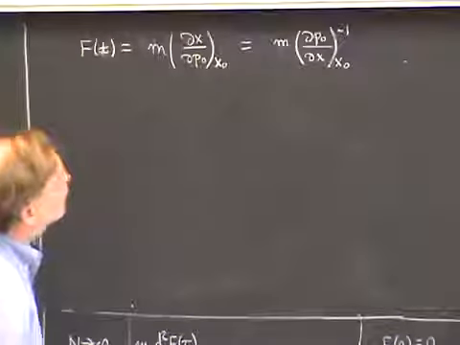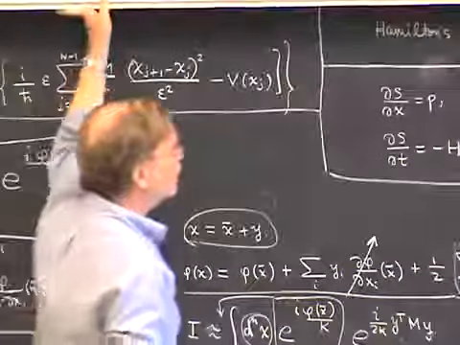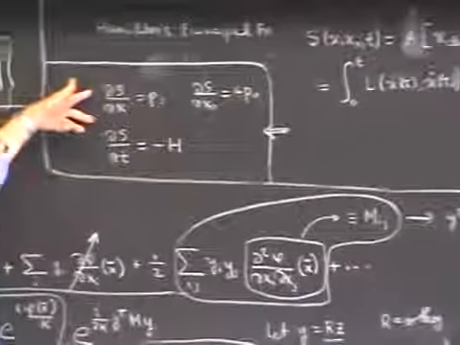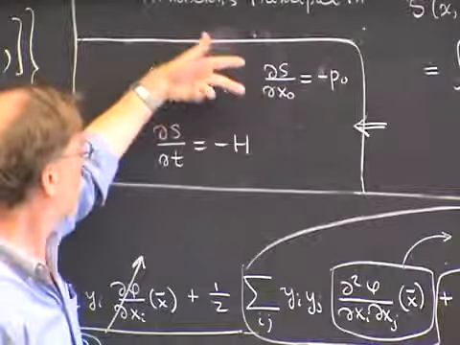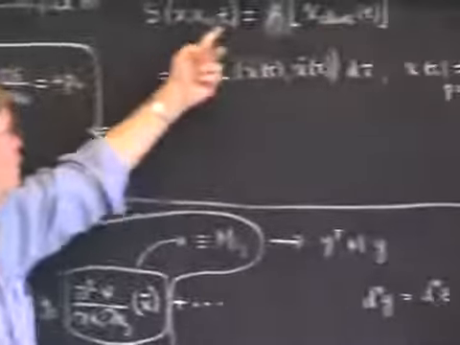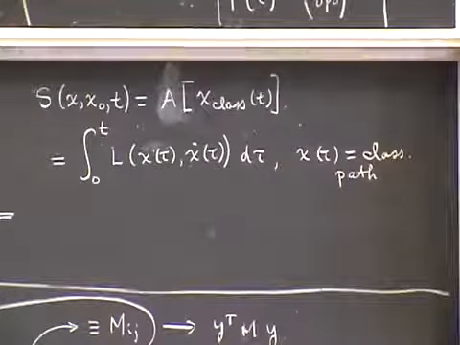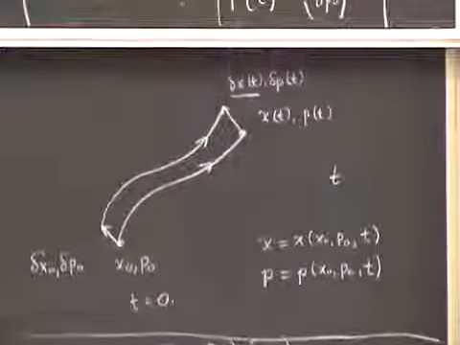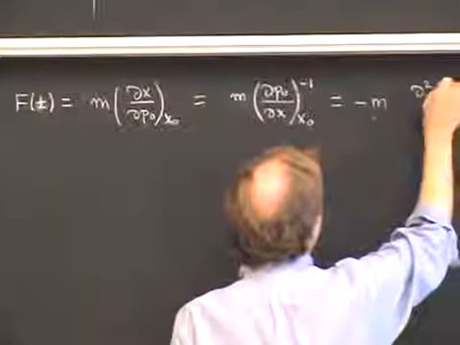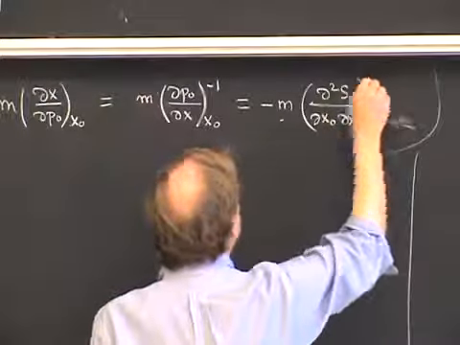Now, again, I need three boards here at the same time, which I don't have. But here's Hamilton's principal function. It's a function of the initial position, the final position, and the time. And here's Hamilton's generating function relations. In particular, dS dx0 is equal to minus p0. And S is a function of x0, x, and t. And the result is that, this is the board I need, I think. The result is that this can also be written as, with a minus sign, m times the second derivative of S with respect to x0 and x, to the inverse, minus 1 power.